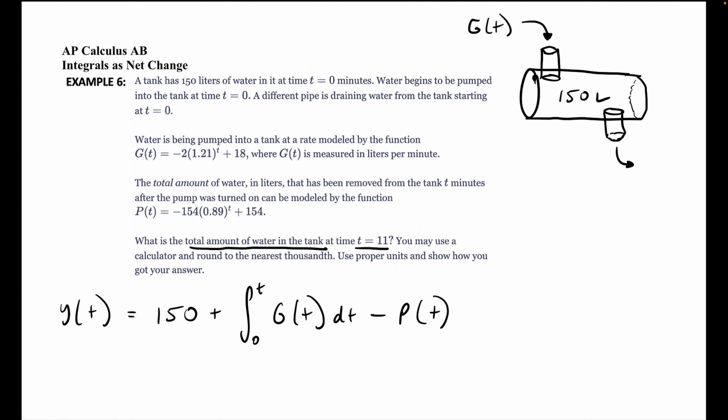So we got 150, because that was what was there to start, plus the total water being pumped in, minus this guy, which is the total. P of T is the total. We don't have to do an integral for P of T, because that was the total. We only have to do an integral if it's a rate and we need to find the total, okay? Okay, so last thing. What is the total amount at time 11?